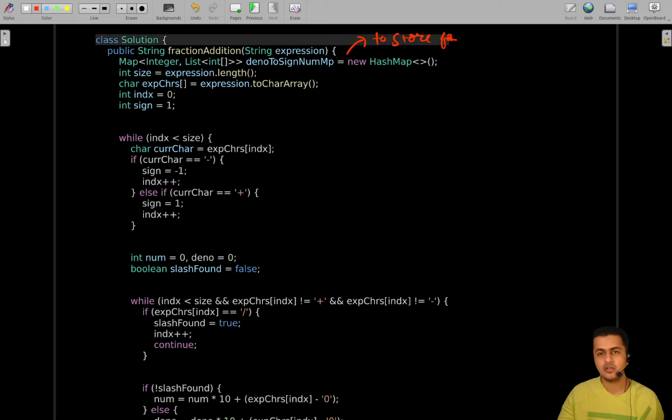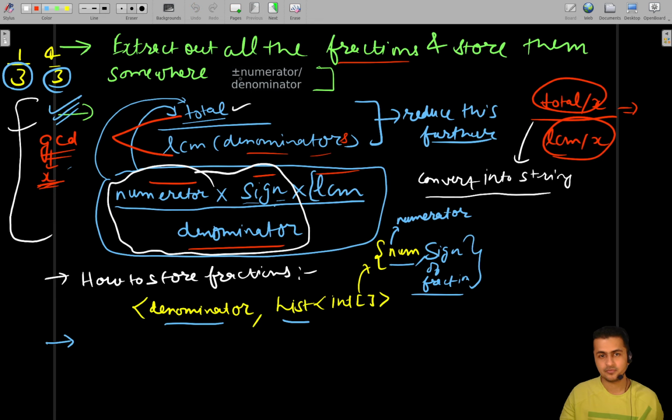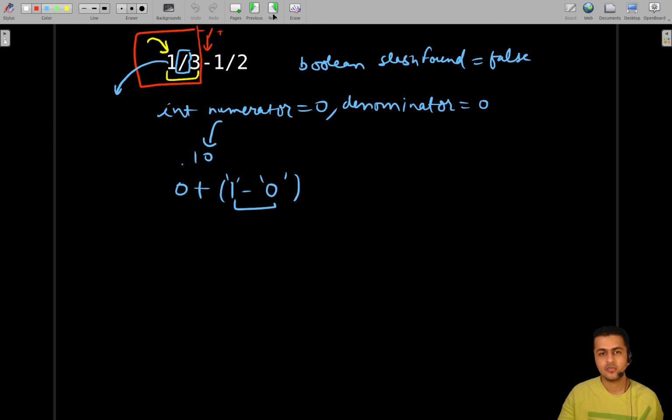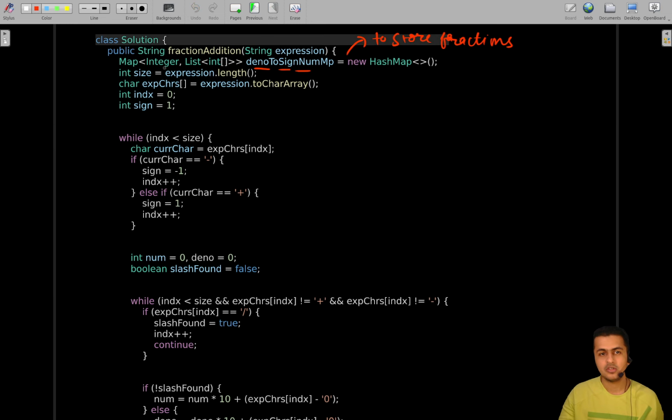And this is the mapping that we were talking about. Okay, denominator to signed numerator mapping. Okay, this mapping, this one. Okay, so denominator to a list of numerator and sign. So this is what essentially we have declared here.